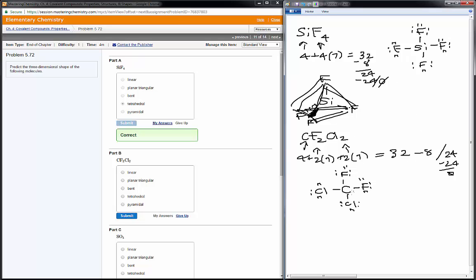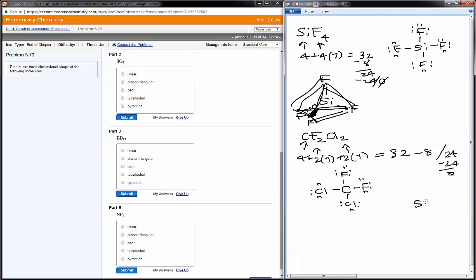Notice SiF4 and CF2Cl2 have the same structure, and that's because both silicon and carbon, the central atom, came from group 4, and they each have 4 atoms that all came from group 7. And so they end up with the same construction. My central atom carbon here has 4 bonds with no lone pairs, so it also is tetrahedral.